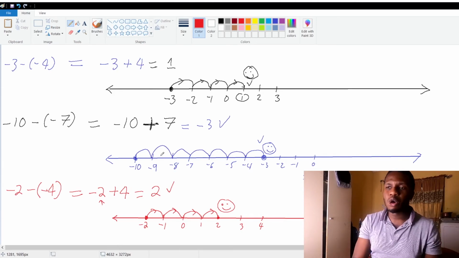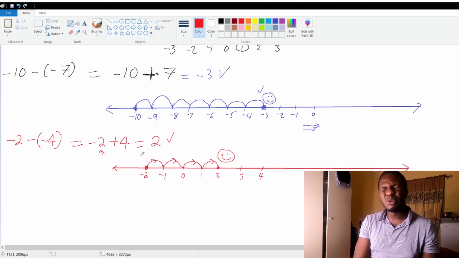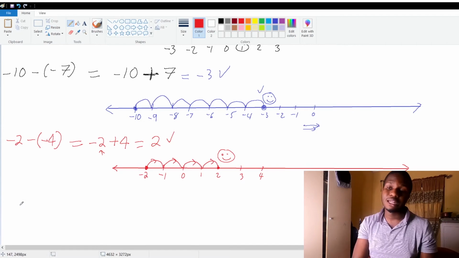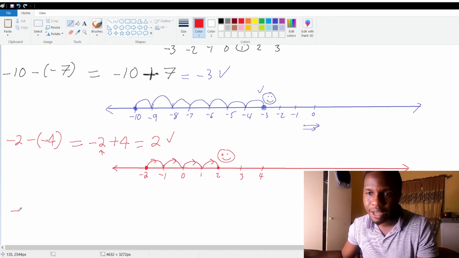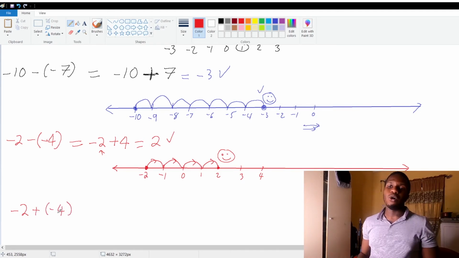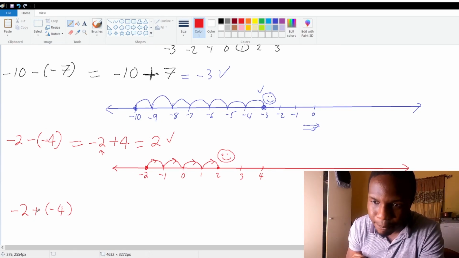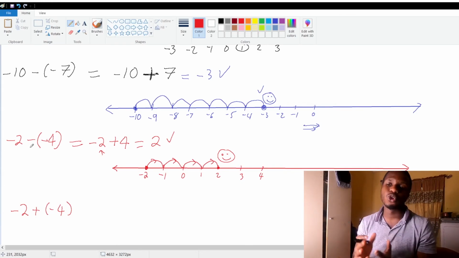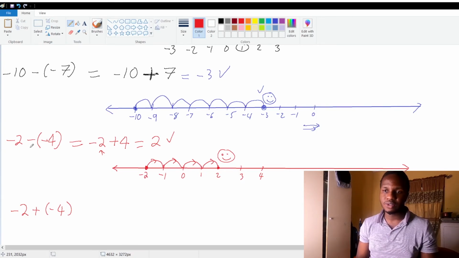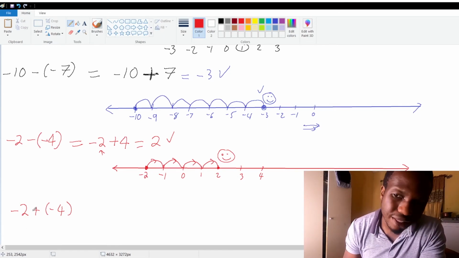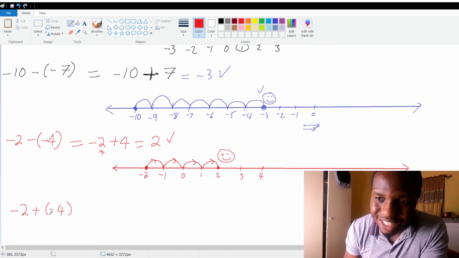The only other thing I would mention, which is similar to this, is what if you had something like minus 2 plus minus 4, okay? Now, when you have a minus and minus, it becomes plus. But when you have a plus and a minus together, the minus always wins. That's just one of these things in math that you have to know.